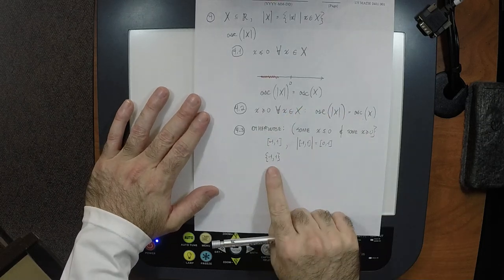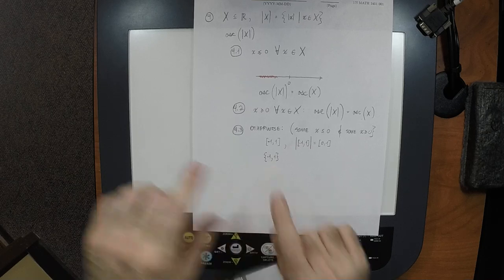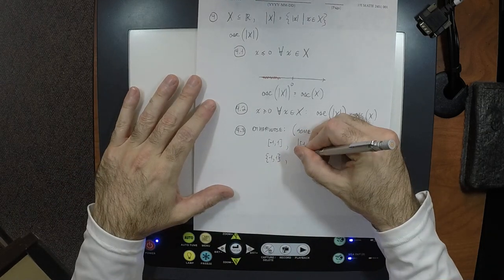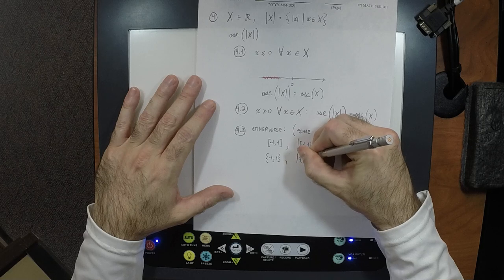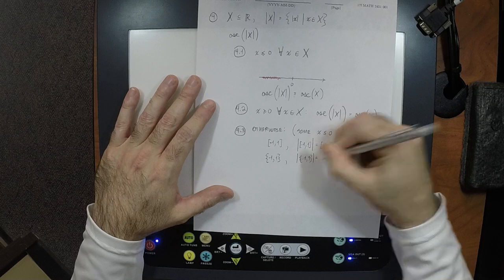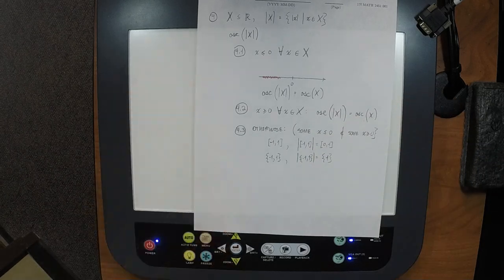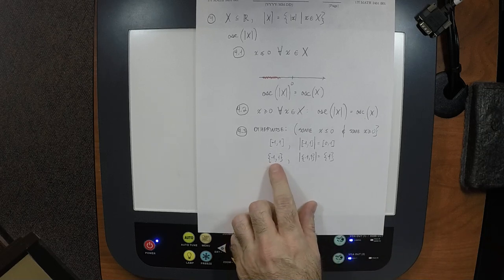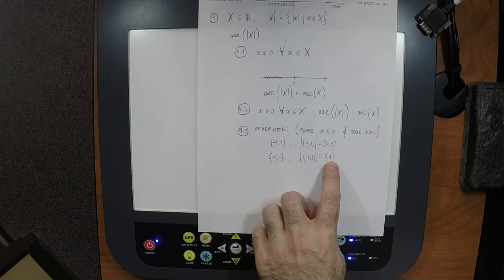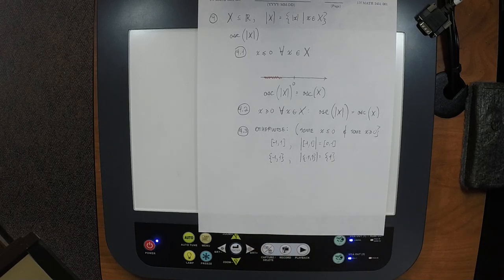Similarly, how about the set that only contains negative 1 and 1? So I don't mean an interval. I mean the set that contains exactly the point negative 1 and also exactly the point positive 1. Then the absolute value of this set is what? Is the singleton 1. So in this case, what's the oscillation of this set? 2 again. And then what's the oscillation of this one? 0. So the oscillation is 0.